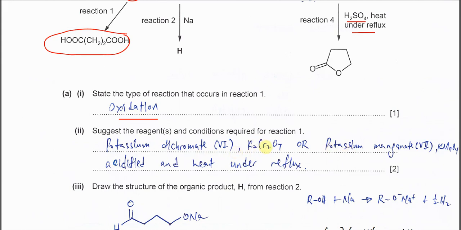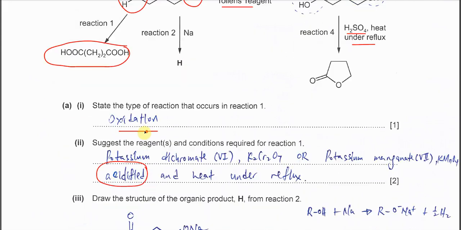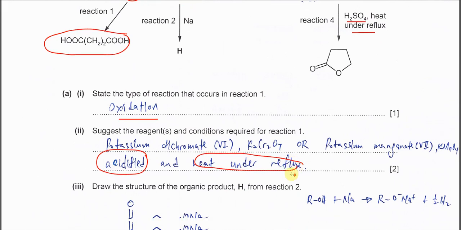Both can be used. Okay, you must put acidified potassium dichromate or potassium manganate(VII). And of course, this oxidation, because we have to make sure it's all from carboxylic acid, it must heat under reflux. It's going to take some time.